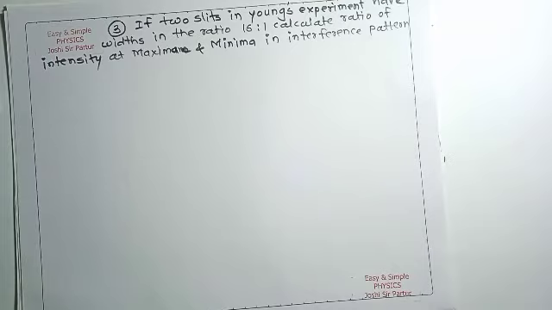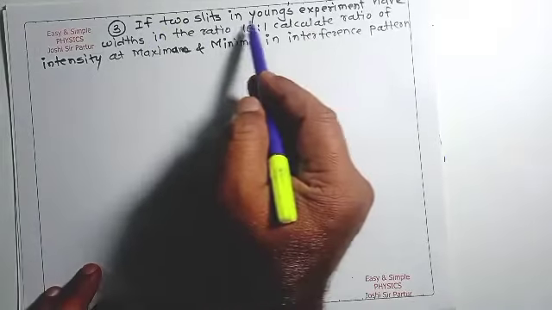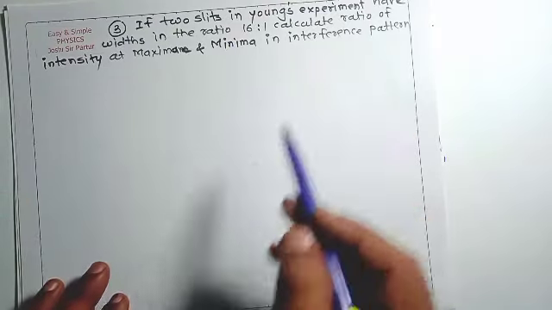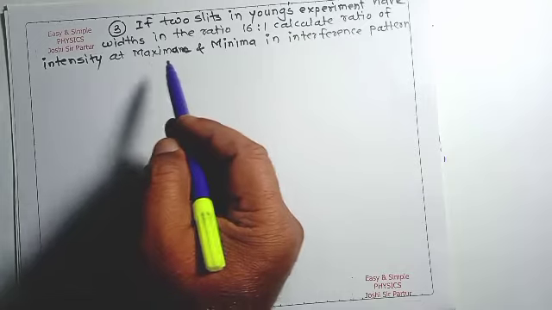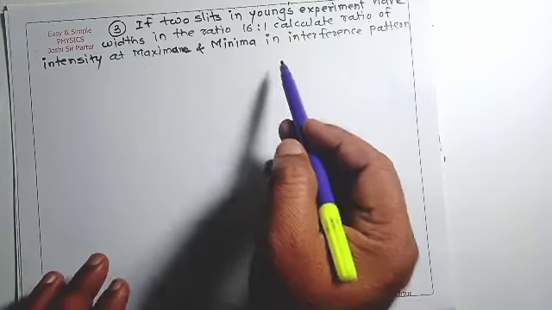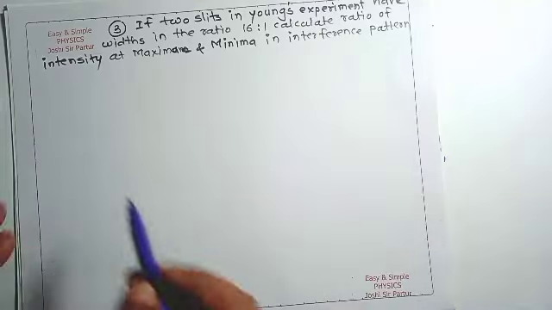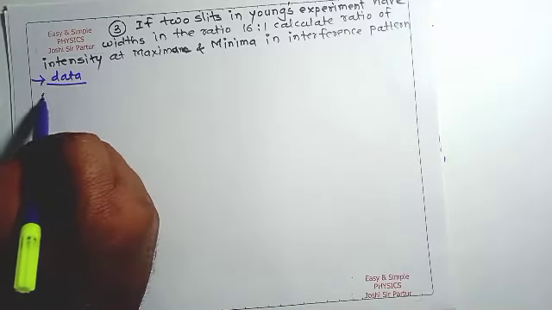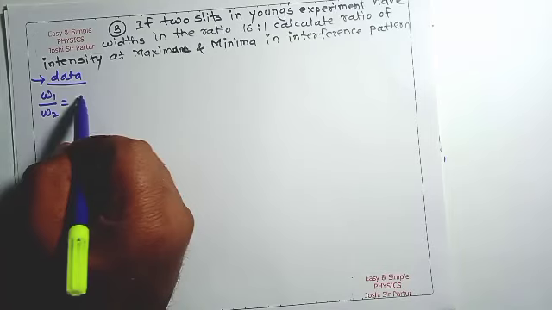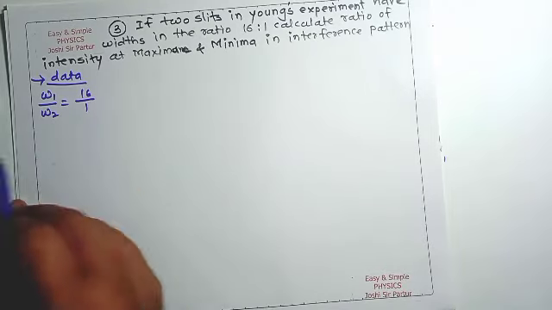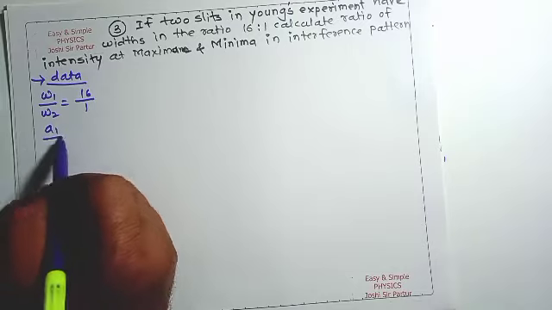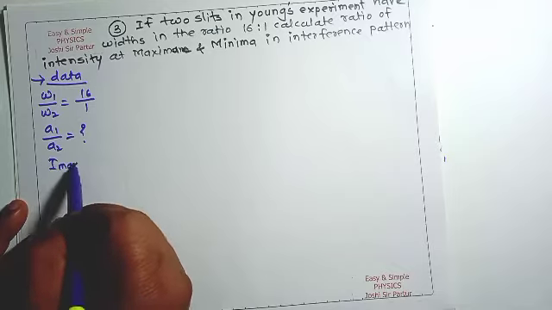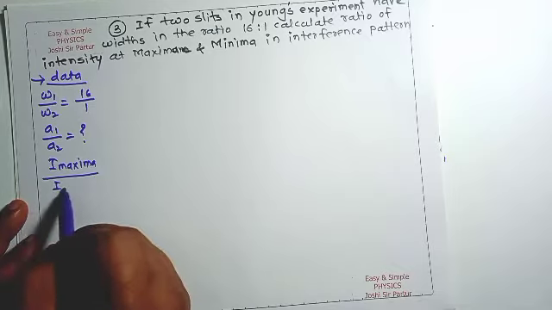Here the third example is seen. If two slits in Young's experiment have widths in the ratio 16:1, calculate the ratio of intensity at maxima and intensity at minima in the interference pattern. See here, the data is given: width 1 upon width 2 will be 16 upon 1. Similar to the previous question, A1 upon A2 can be determined, and then intensity maxima upon intensity minima we can find out.